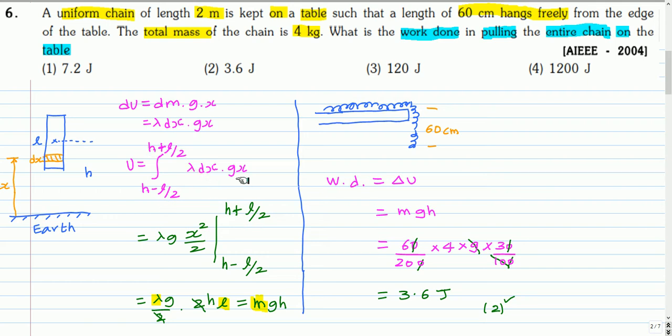And this is the integration of x, so it will be x square by 2. If you put the limits, this will be (a plus b) whole square minus (a minus b) whole square, so it will become 4 times a into b. So 4 times h into L by 2, that is 2hL. So we will get the result as mgh. So it is as if this uniform linear mass distribution is concentrated at the center of mass. We'll use this result to solve this problem.